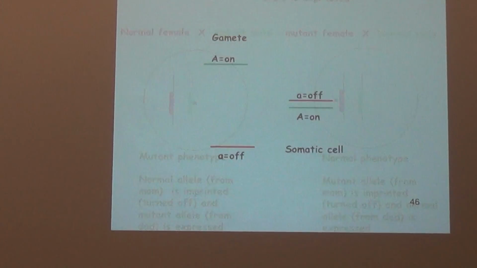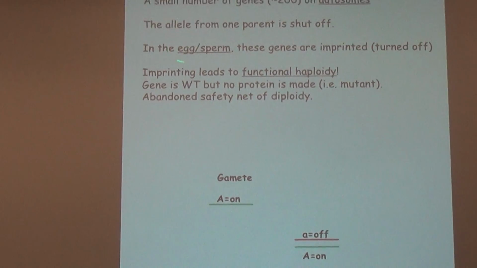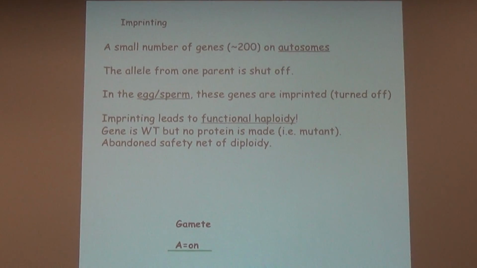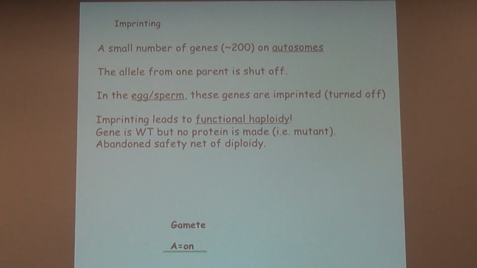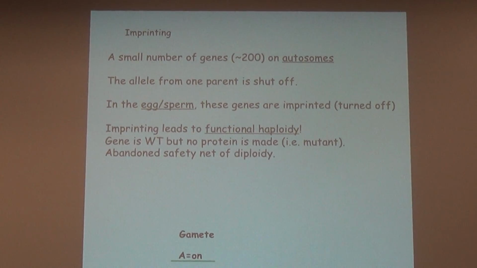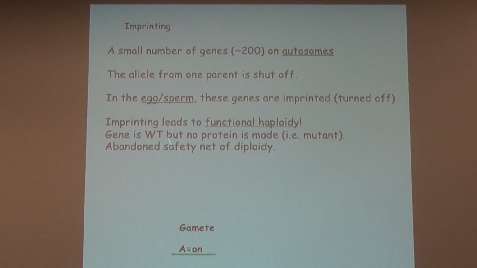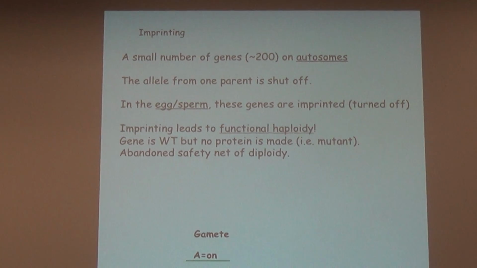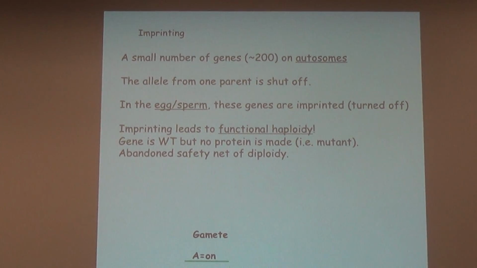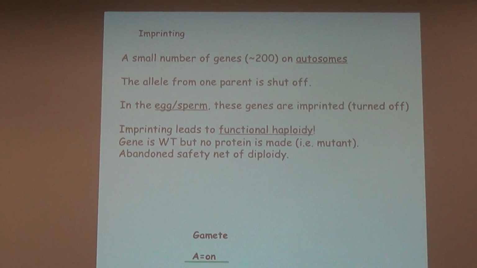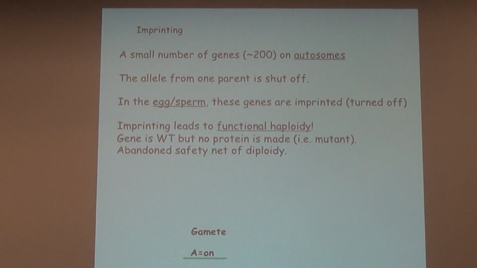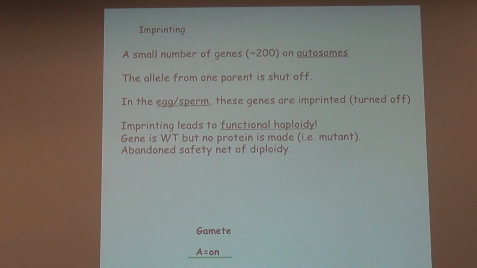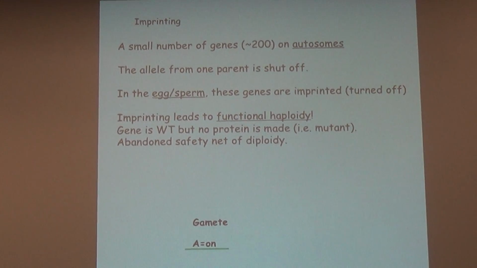So how does this mechanism work? There are a small number of genes, about 200, present on the autosomes, where the allele from one parent is shut off and the other parent's allele is maintained in the offspring. And this decision is determined during the production of the egg and the sperm. So here you're making a decision during gametogenesis, actually a step before meiosis, where you decide, okay, I'm a male, I'm going to turn off all of the imprinted genes. If you're a female, you're going to keep it on, or vice versa.